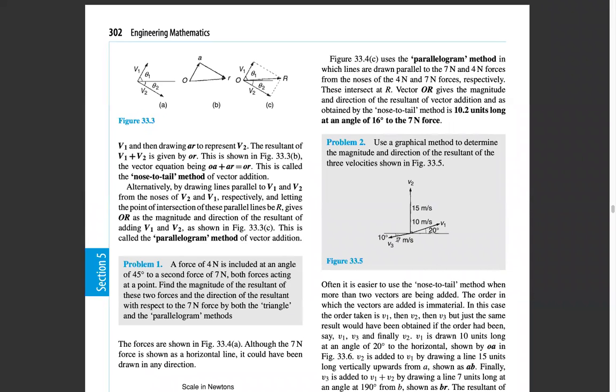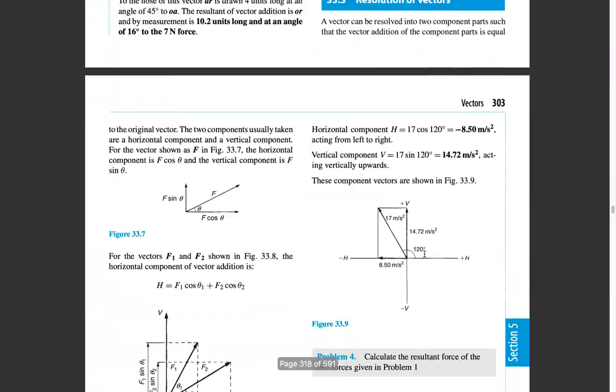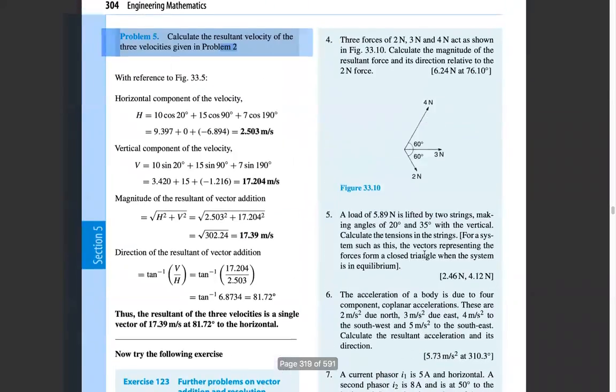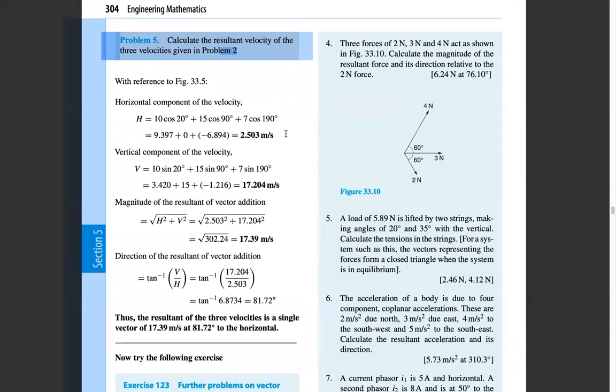So one was 7, one was 15, and one was 10. The 10 was at 20 degrees, the 7 was at 10 degrees, and the 15 was vertical. So if you find the horizontal and vertical components of each one, right? And then you add up all the horizontals, that's what this is here, right? This is the total horizontal. Then you add up all the vertical components to get the total vertical component, and you just plug it into these formulas here to get the result.